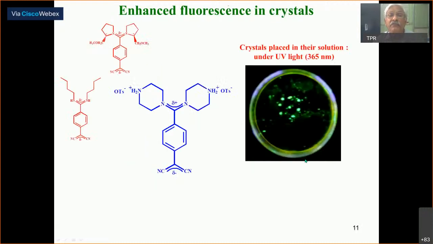So we did several materials of this for NLO applications and so on in the early days. And in the early 2000s, we found that they are strongly fluorescent in the solid state, which is unusual. That means the solution is non-fluorescent and the crystals are strongly fluorescent. And there is a large enhancement of the fluorescence, which is not very common among fluorescent dyes, but now there is an increasing interest in this area, a large number of families of compounds, the so-called aggregation-induced emission topic, which has been developed by Tang and co-workers and so on, have highlighted this issue that having strong fluorescence in the solid state is a great thing for very many applications. So these molecules do belong to that group in some sense.